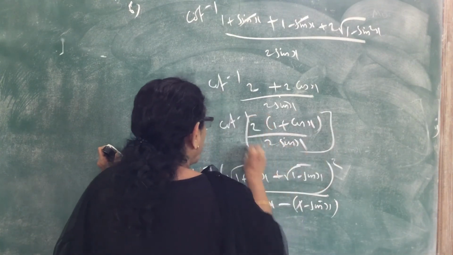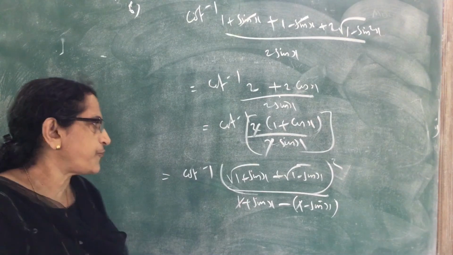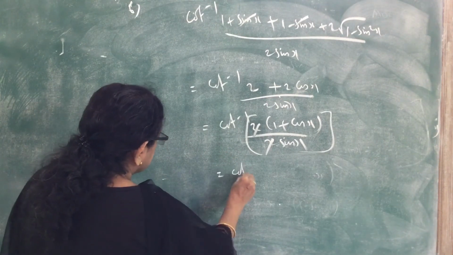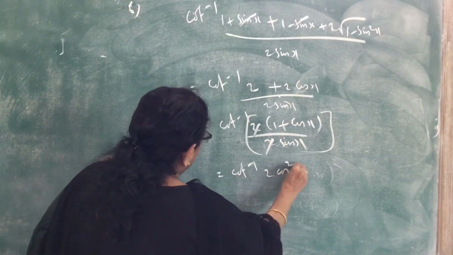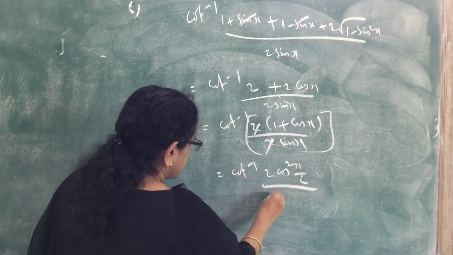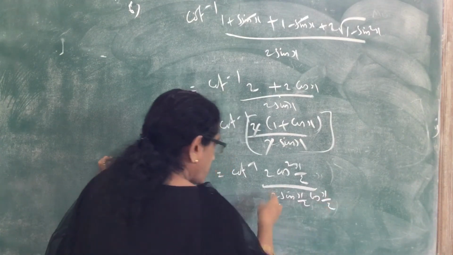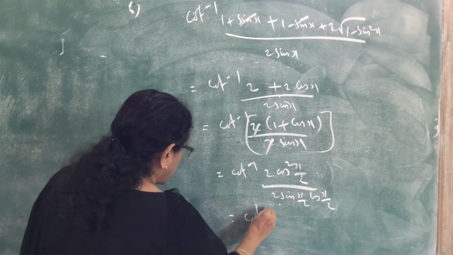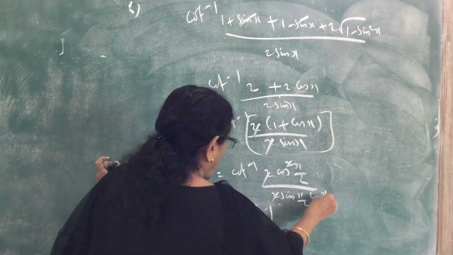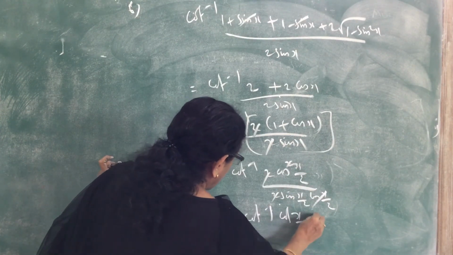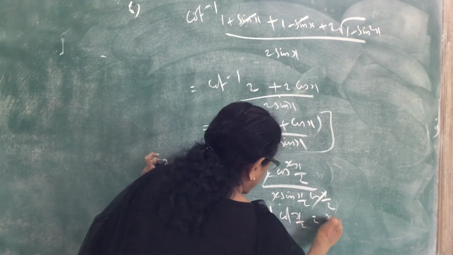Now what we have to do is cancel 2. Now apply the formula. What is 1 plus cos x? 1 plus cos x is 2 cos square x by 2. Sin x is 2 sin x by 2 cos x by 2. So cancelling, we get cot inverse: 2 cancels, one cos cancels, cos x by 2 by sin x by 2, that is cot x by 2. Cot inverse cot x by 2 is x by 2.